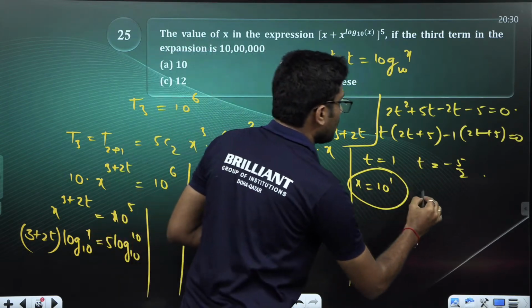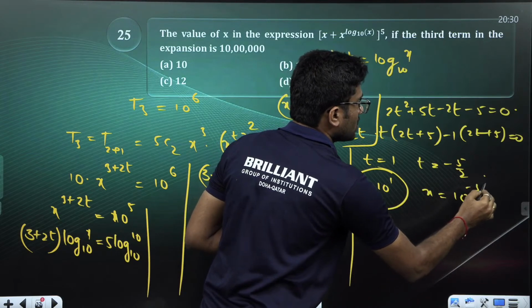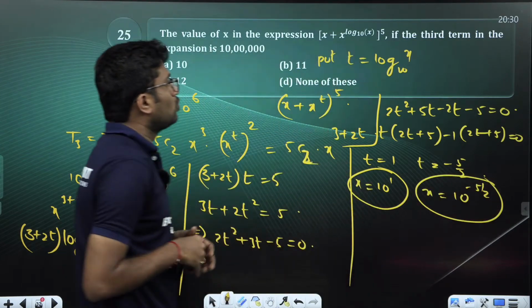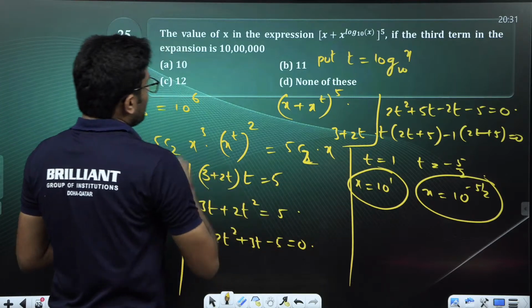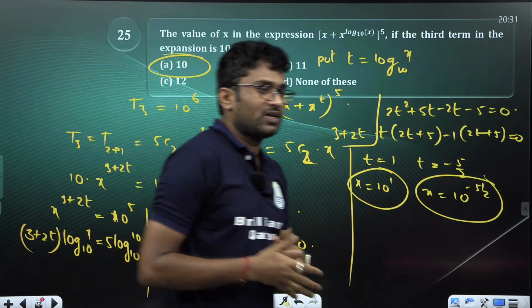Or if t is equal to minus 5 by 2, x is equal to 10 raised to minus 5 by 2. So these are the two values of x: 10 raised to minus 5 by 2 or 10 raised to 1. So in the options we have x is equal to 10.